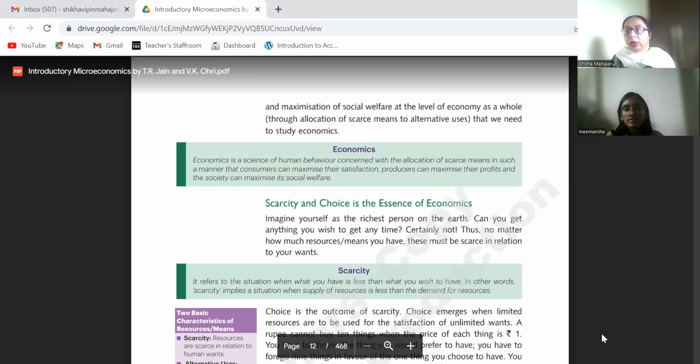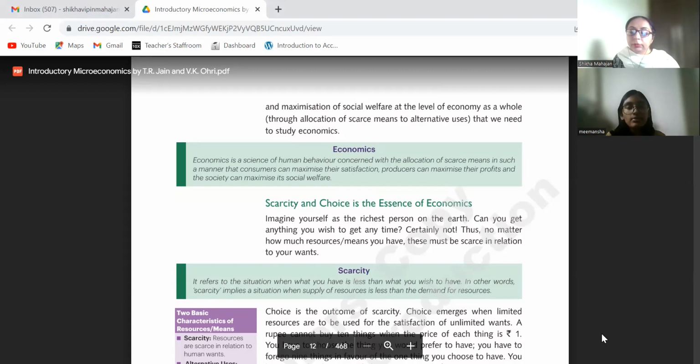Right. Sorry. And maximization of social welfare at the level of economy as a whole through allocation of scarce means to alternate uses. That is what we need to study in economics: how will our economy grow and how will our country move from developing to developed, right?